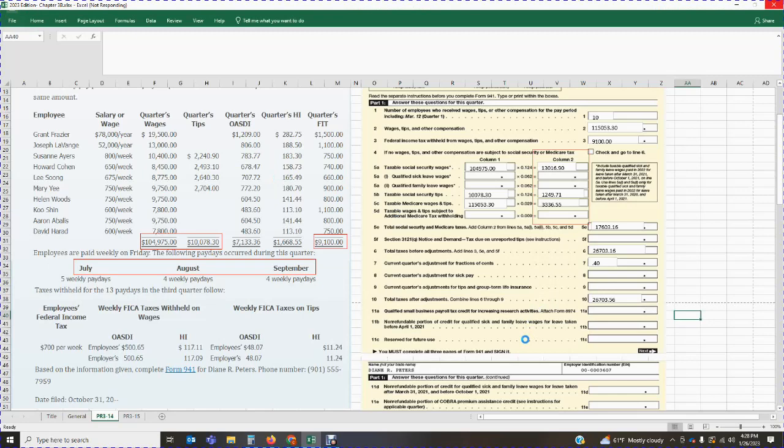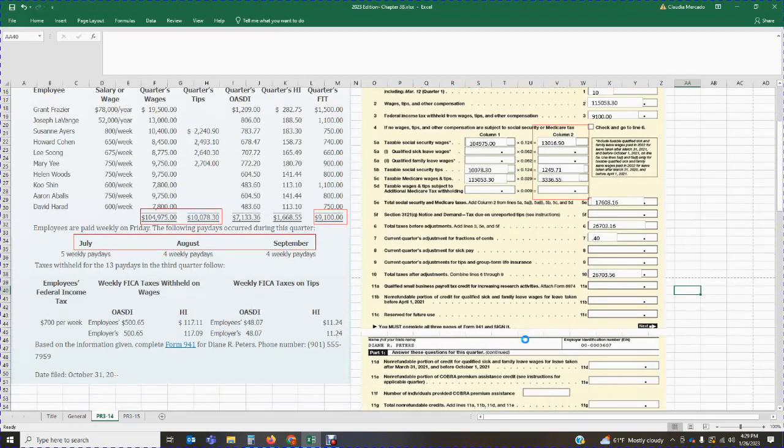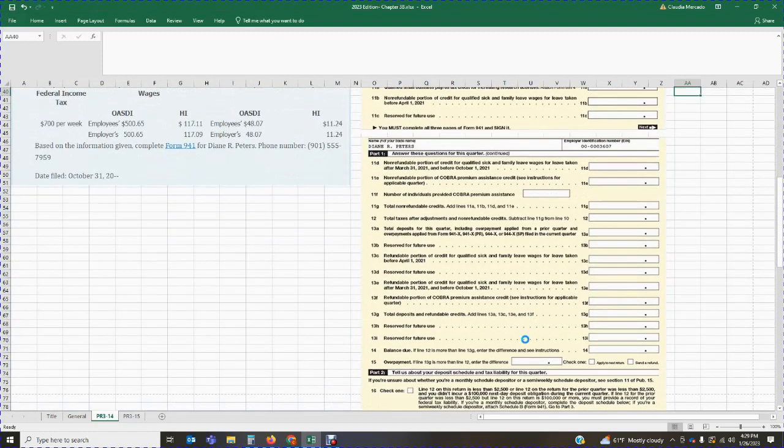That information is not provided, so we're going to skip. Non-refundable portion of credit, that does not apply. We're going to skip. Reserve for future use, we're going to go ahead and skip. Okay, so now we're going to jump into the next section. So line 11D, non-refundable portion of credit for qualified sick does not apply.